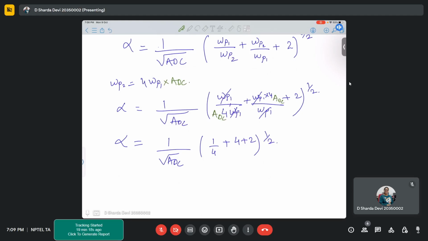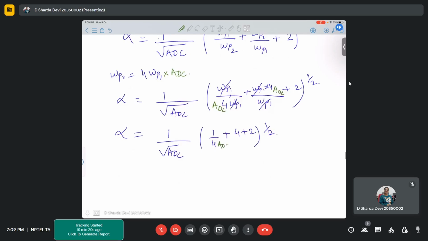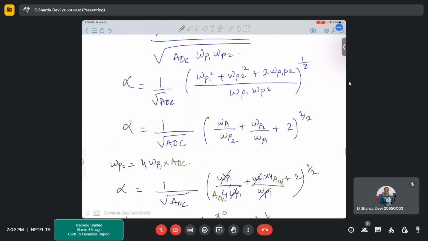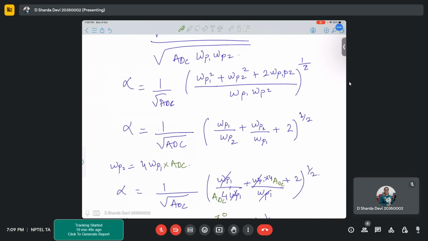Here you will have ADC, and here you will have ADC plus 2 and half. Now you know ADC is much greater than 1, which will make it root under ADC. This tends to 0. And 4 times ADC plus 2 will ultimately give you 4 ADC, square root under. So alpha will become something is missing here.